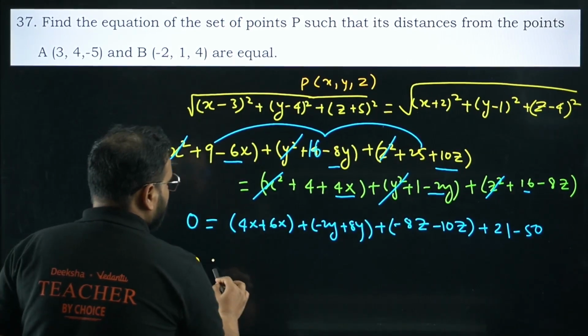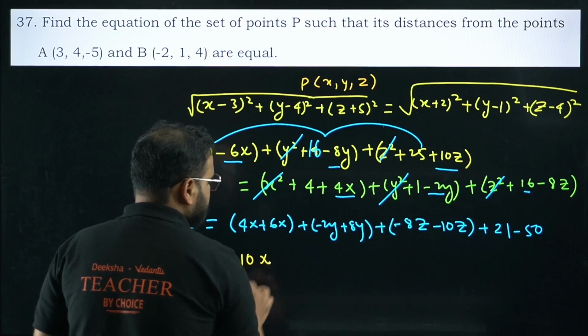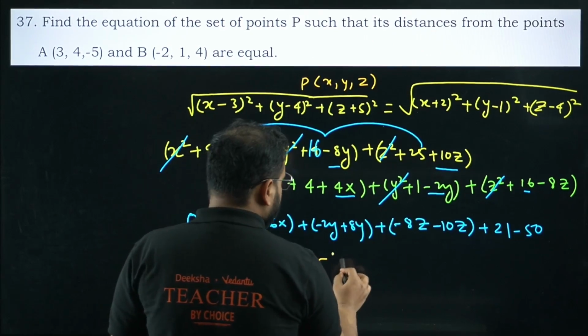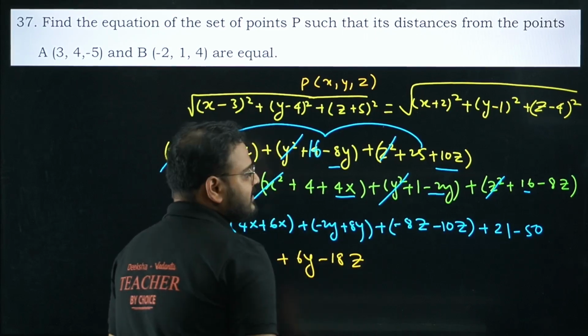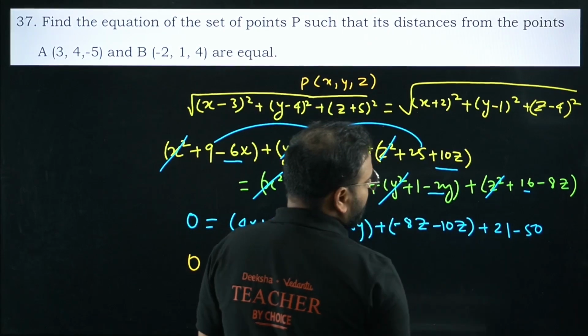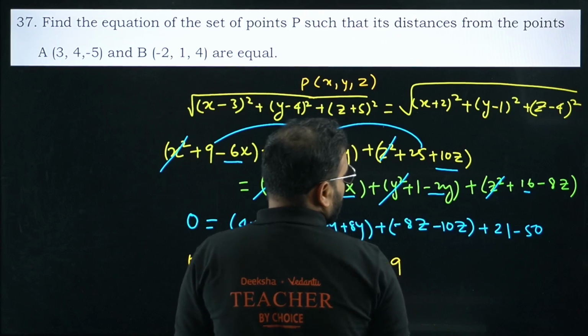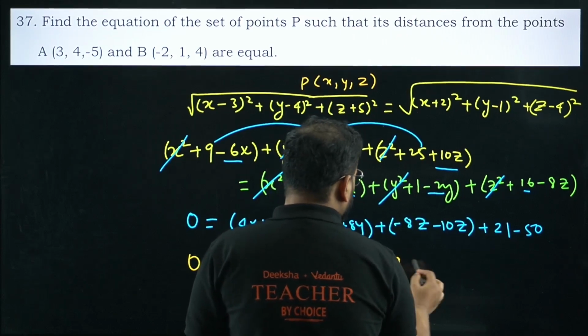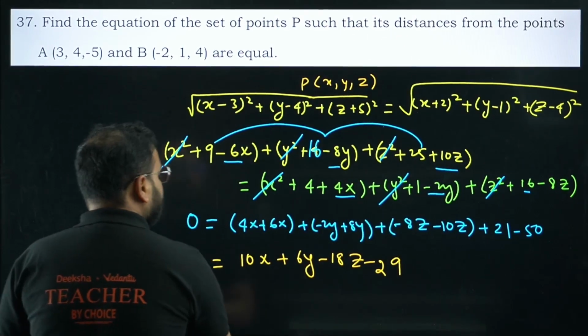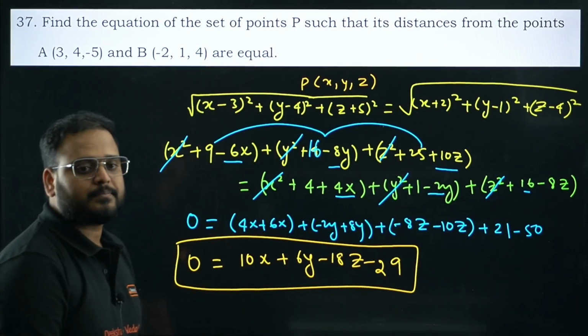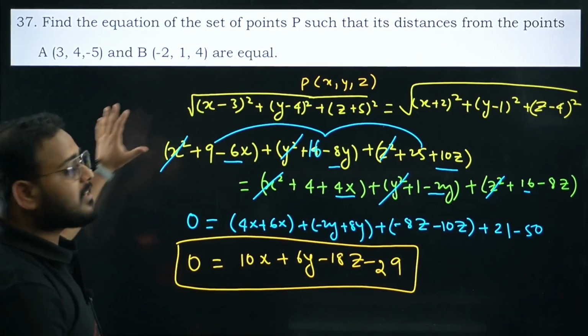0 equals, I have here 10x, plus 6y, minus 18z. And on this side, what is there? 21 and 50, right? So it will become minus 29. This is your equation: 10x plus 6y minus 18z minus 29 equals 0. Please check. Is this clear? Very simple. The 37th question is done.